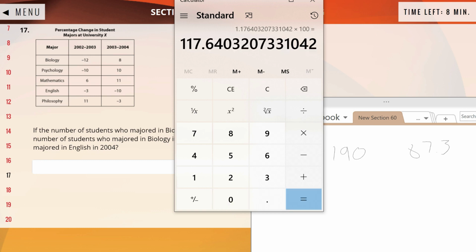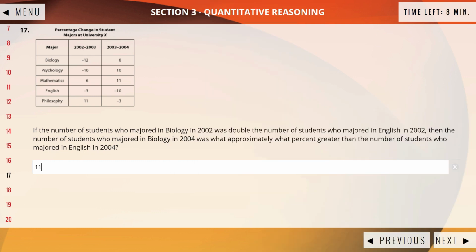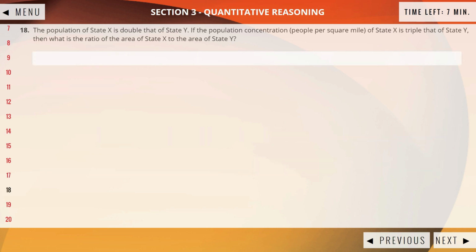So it's 117.6% greater. Very important you know that formula about % greater than. The denominator in the formula is the term that comes after the word than. In this case, English. Okay.